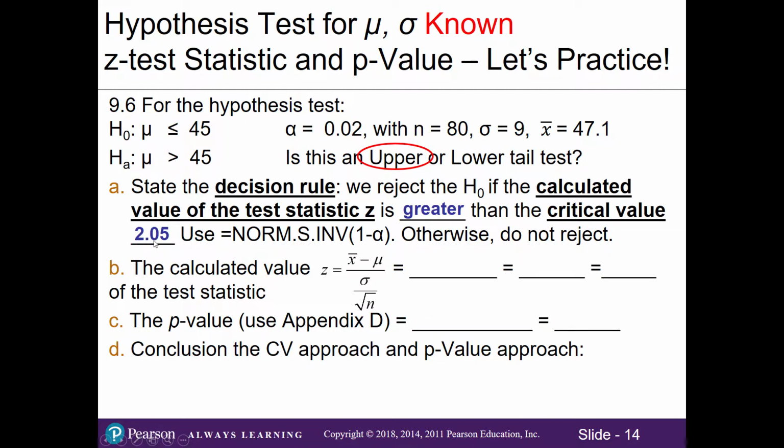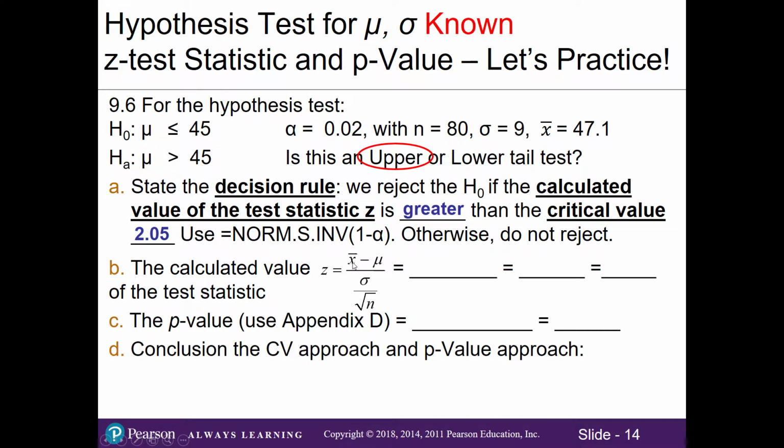So this is our cutoff point. If our test statistic z is greater than our critical value of 2.05, we will reject the null. If it's not, we will not reject it. So now we want to calculate our value of the test statistic. Again, you know how to do this.